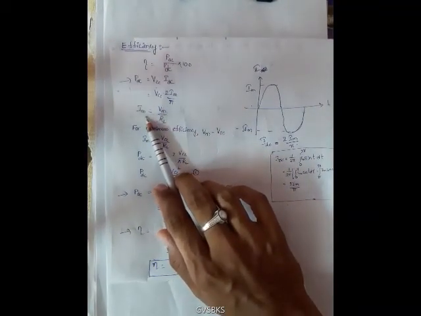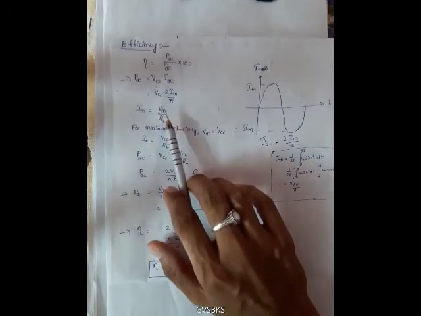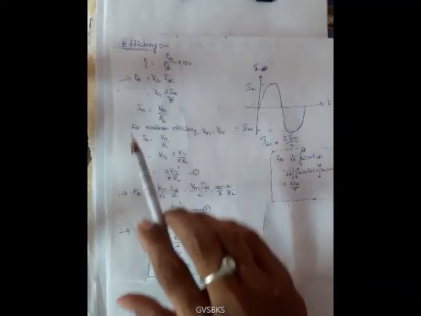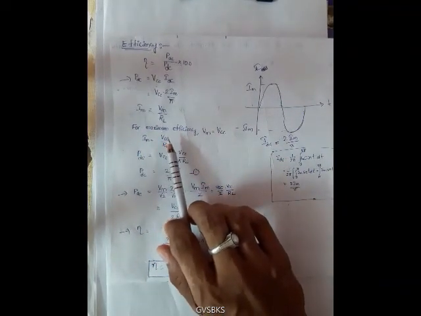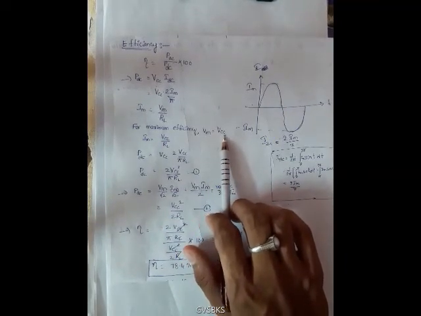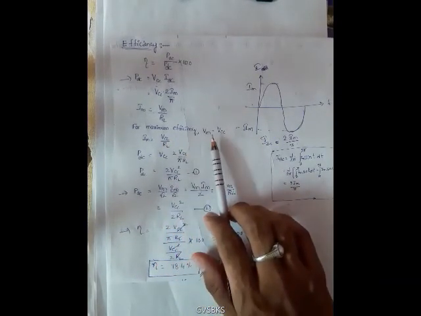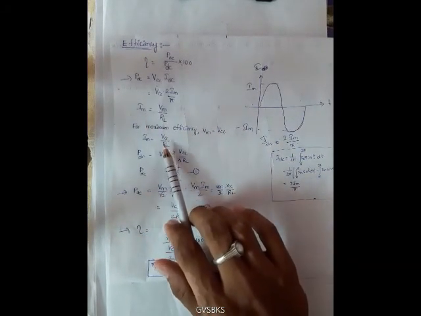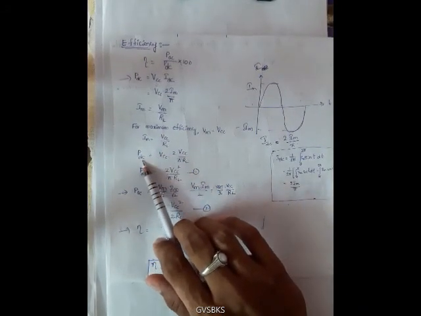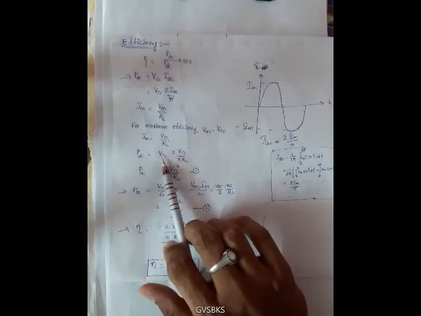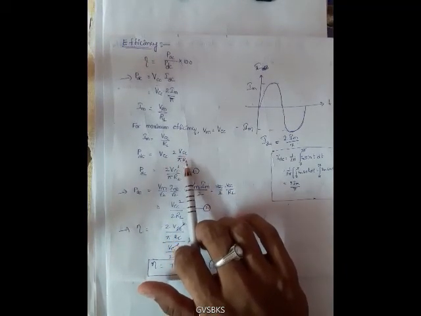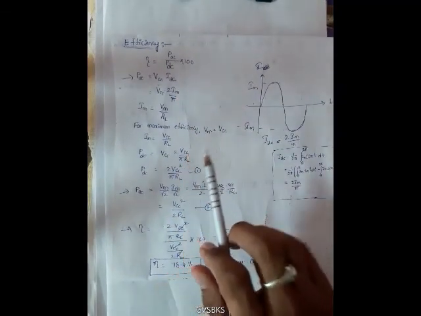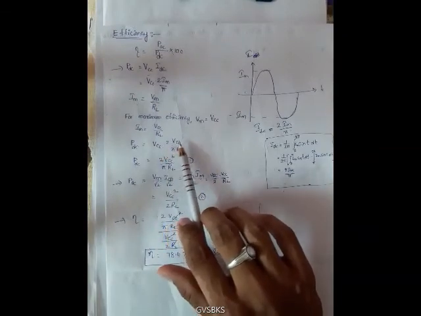Im, the maximum current, is equal to Vm by RL. For maximum efficiency, Vm is equal to VCC. Therefore, Im becomes VCC by RL. Therefore, the DC power PDC is equal to VCC into 2 VCC by pi RL. So in this equation, Im was replaced with VCC by RL.